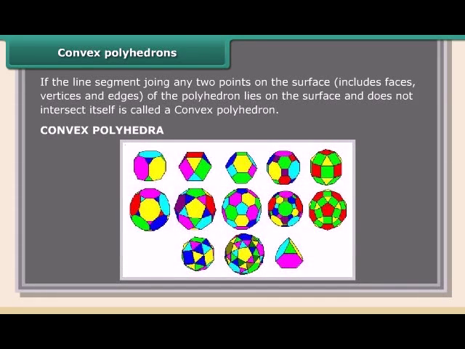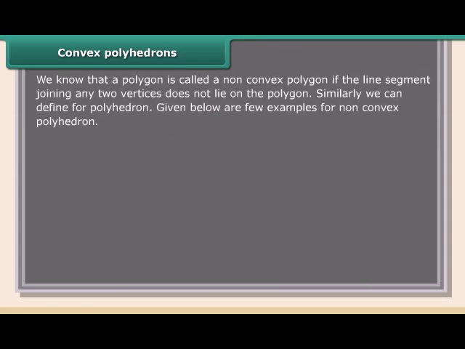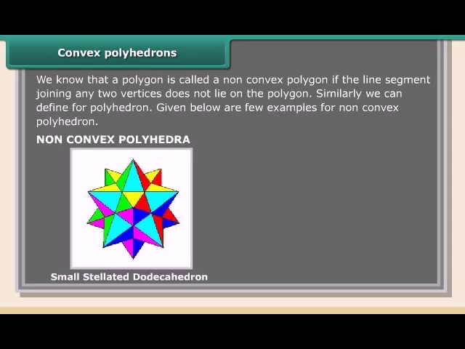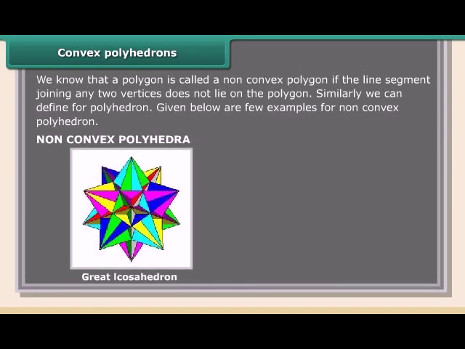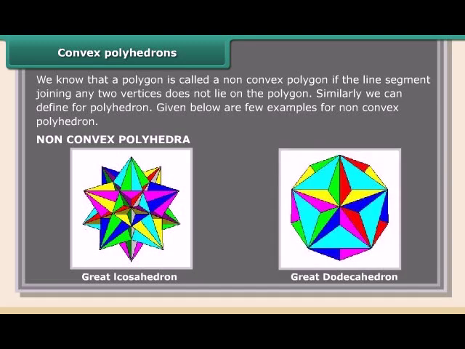Convex polyhedra: we know that a polygon is called a non-convex polygon if the line segment joining any 2 vertices does not lie on the polygon. Similarly, we can define polyhedron. Given below are a few examples of non-convex polyhedron. Non-convex polyhedra: small stellated dodecahedron, great stellated dodecahedron, great icosahedron, great dodecahedron.